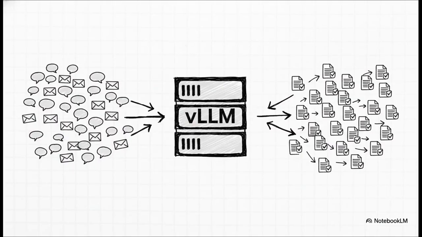And then there's the specialist, VLLM. This is what you reach for when you're moving from a personal project to, say, a production service. Look at this. It's built to handle a flood of requests all at once with incredible efficiency. It's the engine you'd use to build your very own private API that can serve dozens, maybe even hundreds of users at the same time.